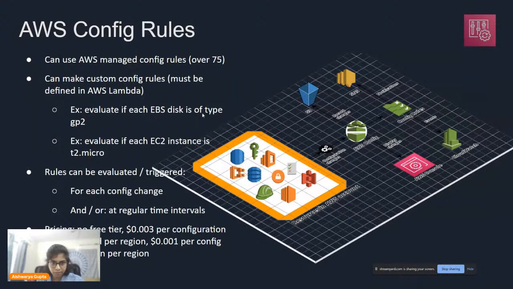These rules can also be customized, right? Like if there is a not-so-popular use case, for example, in your project, an EBS disk needs to be a GP2 type, or your EC2 instances can only be T2 micro. They cannot be medium or large, and they cannot be any other type but T2. Then you can create these rules using AWS Lambda to monitor the configuration of your AWS account.